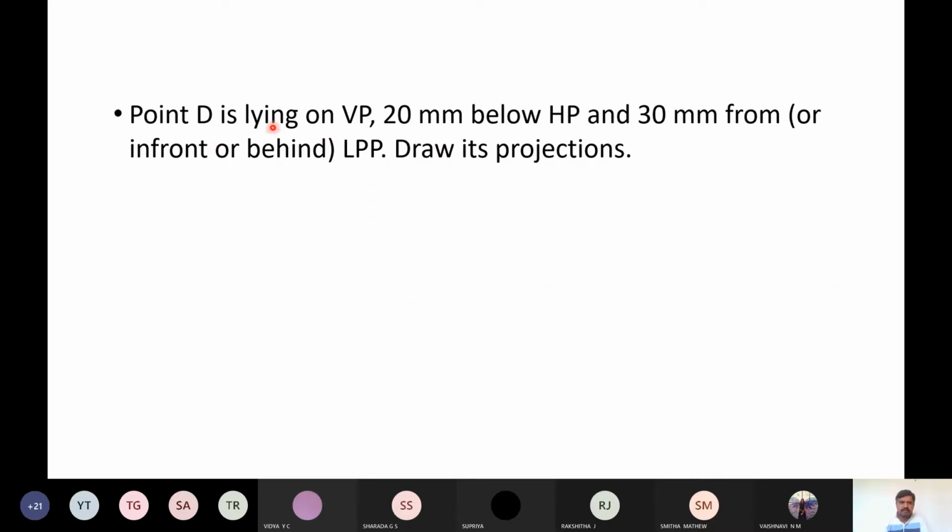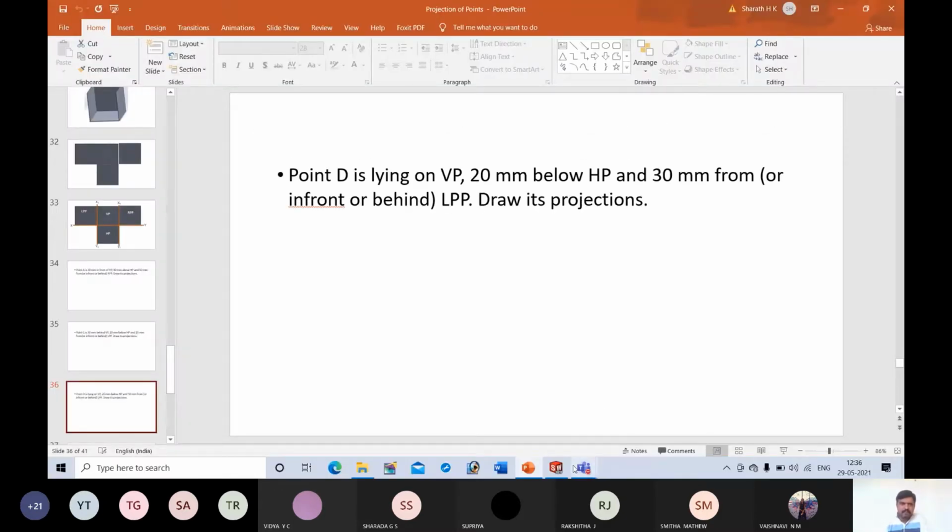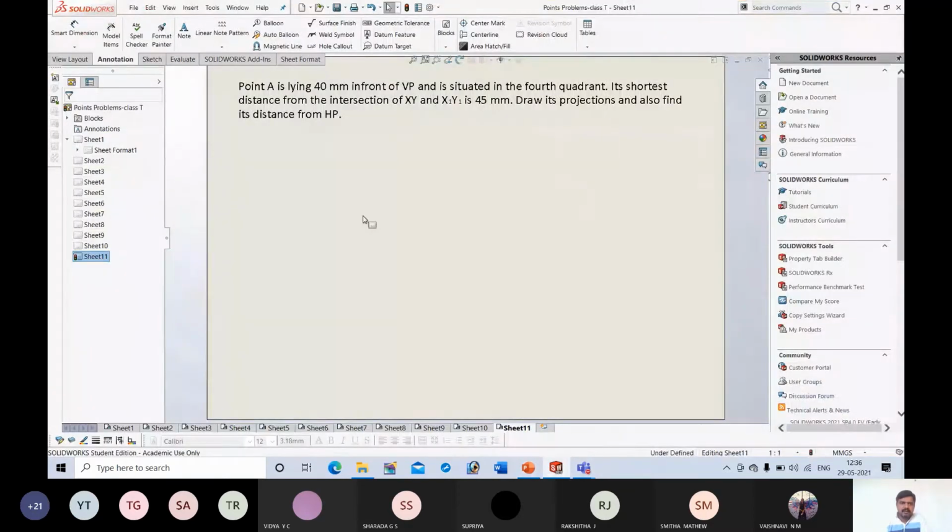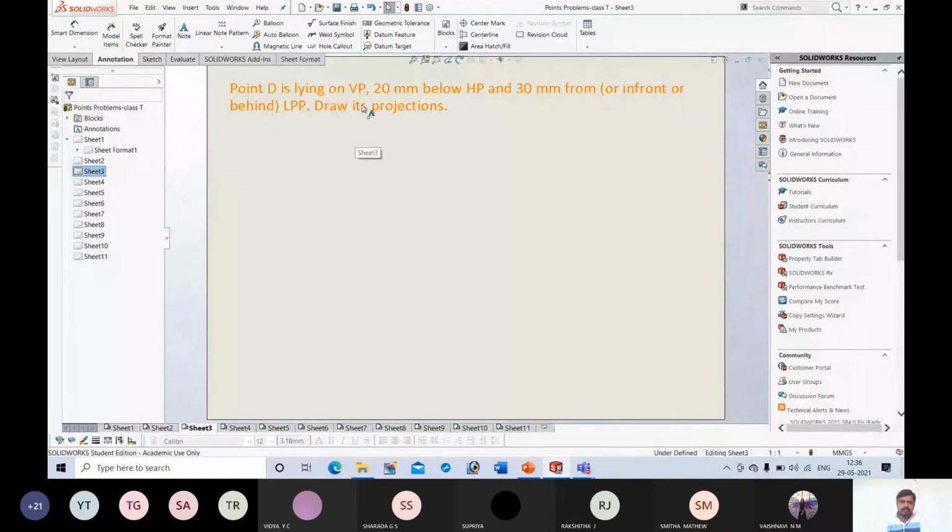Now, we can draw the top view based on this condition, front view based on this condition, and profile view based on this. I will show the procedure to draw all the 3 views using SolidWorks. I will consider the same problem. Point D is lying on VP, 20 mm below HP and 30 mm from left profile plane.